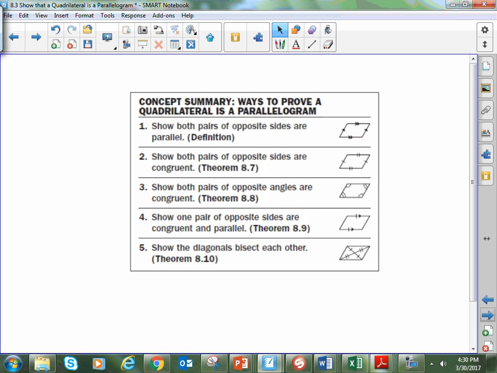Now here, again, I don't want you to try to memorize the theorem numbers at all. You need to be able to explain it to me in natural language. Theorem 8.8 doesn't really tell me anything. However, if you tell me that I have a quadrilateral that has opposite angles that are congruent to each other, therefore I have a parallelogram, that lets me know you understand what you're talking about. Okay?